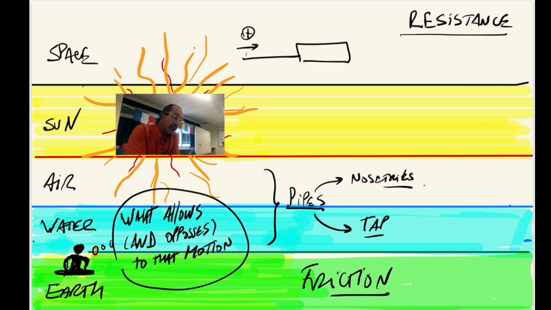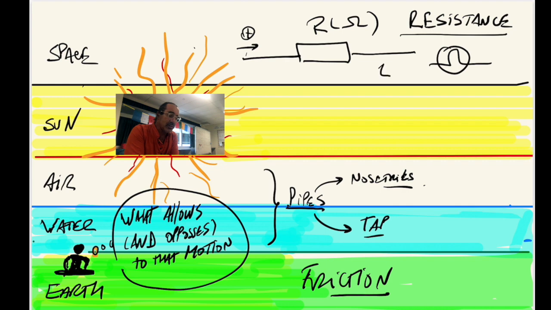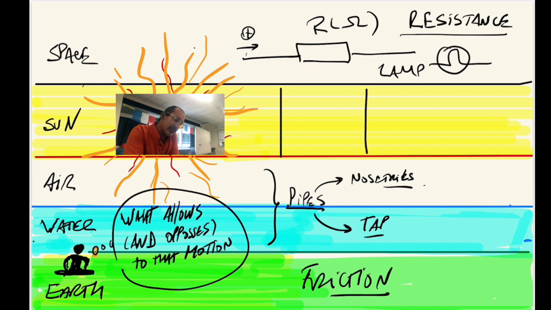Charge is moving through wires or lamps, and we call these resistances. We measure them in ohms, we shall study them. A lamp is a resistance, a wire is a resistance. Anything that allows the electrons to move along is called a resistance. And when we look at the sun, how the energy of the sun reaches the earth, we have to identify at least 3 different resistances to the flow of light coming from the sun, or heat coming from the sun.